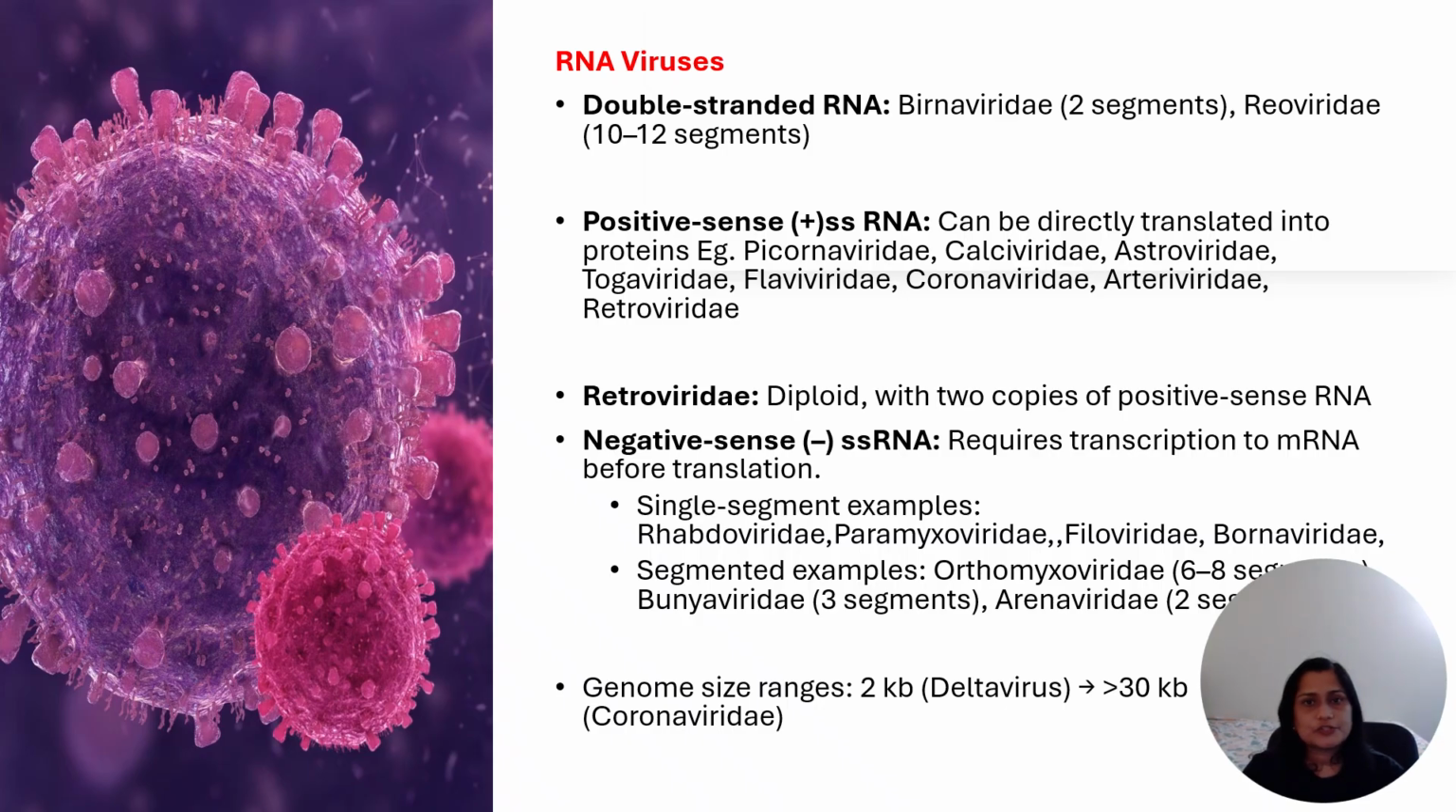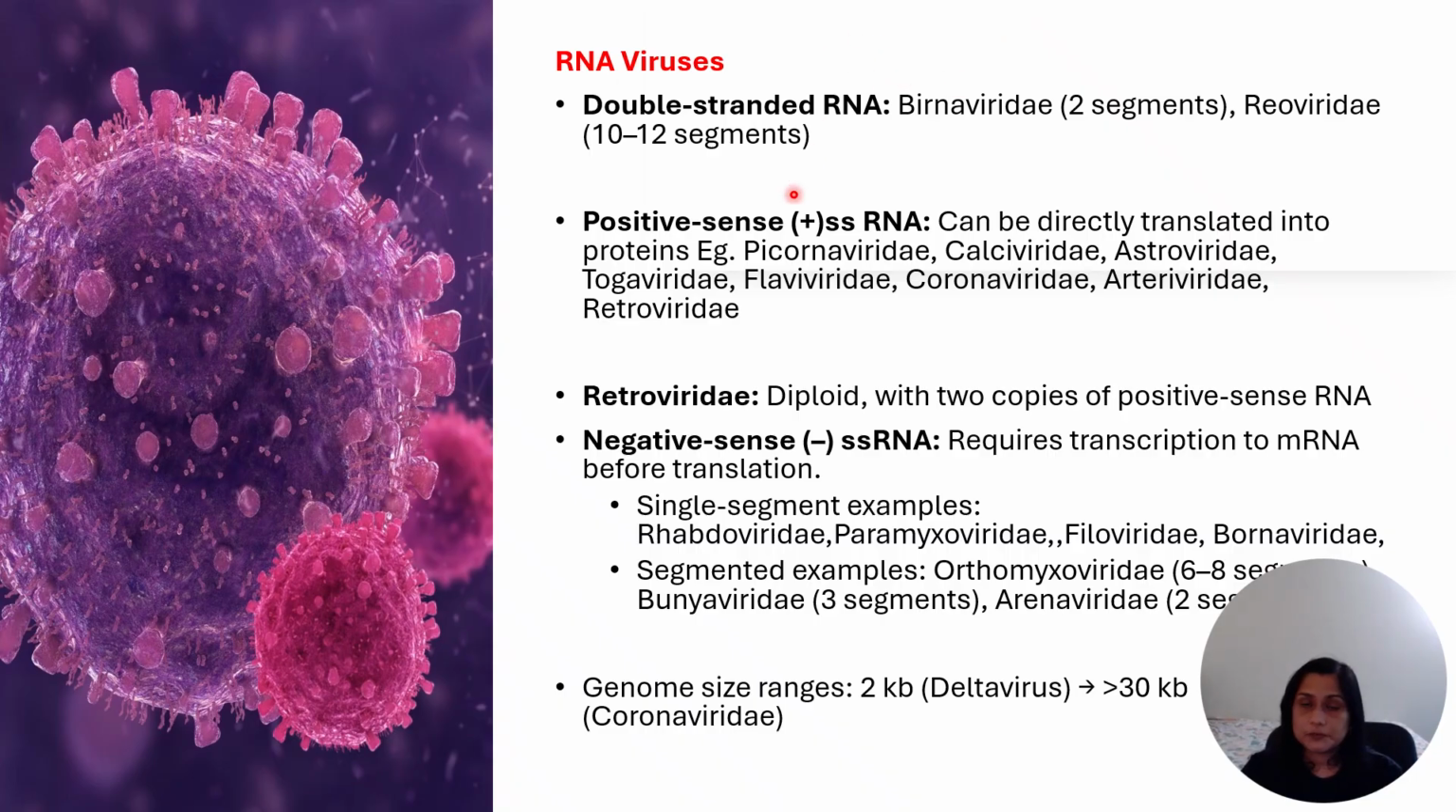Now let's move on to the RNA viruses. RNA viruses are classified based upon the number of RNA strands, whether single-stranded or double-stranded, and their polarity, whether they are positive sense or negative sense. Let's start with the double-stranded RNA viruses. They contain RNA in two complementary strands. Examples include Birnaviridae, which has two genome segments, and Reoviridae, which contains 10 to 12 genome segments.